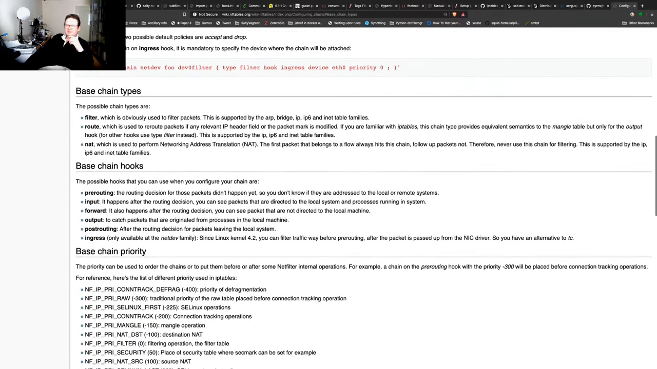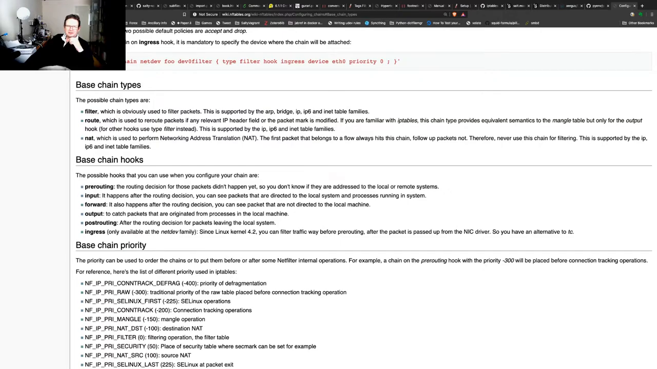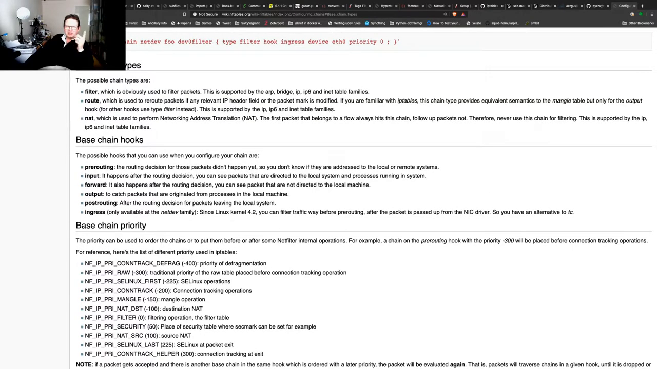Now this is where base chains are different from ordinary chains. Base chains are attached to hooks within the packet handling system within the Linux kernel. And these are basically the names of the hooks. They actually have different names within the operating system itself. But for our purposes, we'll stick to these names because they're the ones documented in the wiki.